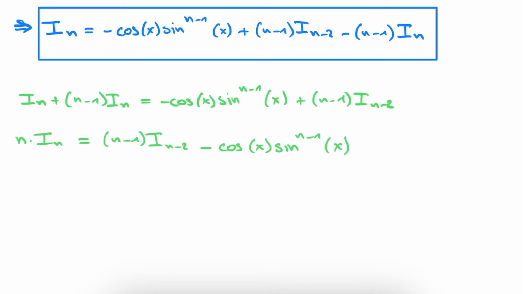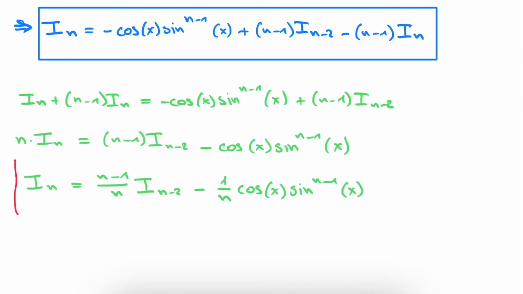of x. And now you see that we're almost there, because we now simply divide both sides of the equality sign by n. And we get that In, so the integral that we're trying to solve, is equal to n minus 1 divided by n times I n minus 2 minus 1 over n times the cosine of x times the sine to the power of n minus 1 of x.